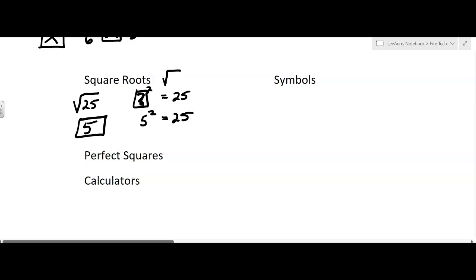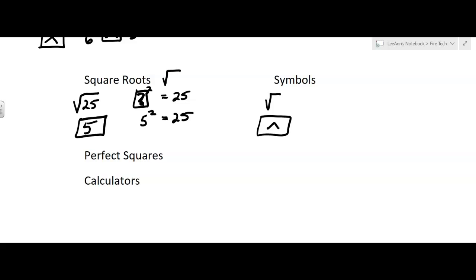On my calculator, I have actually 2 calculators. I have the $13 calculator that's got the square root button, and it's right above my exponent button. I'm pretty sure. Yeah.